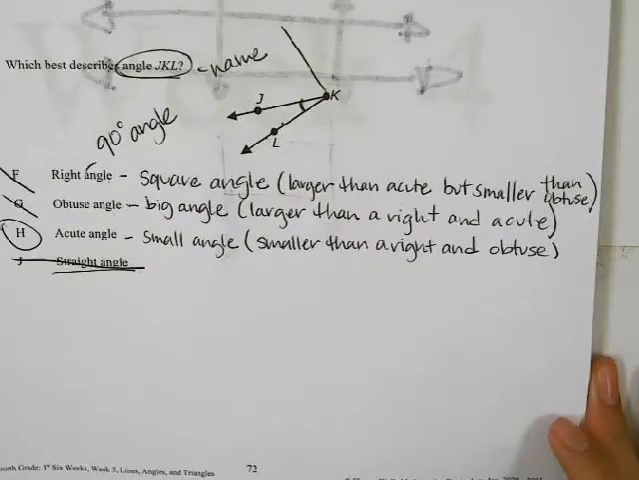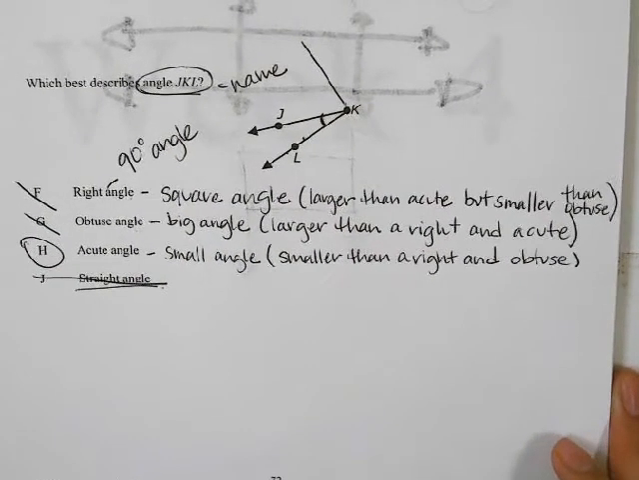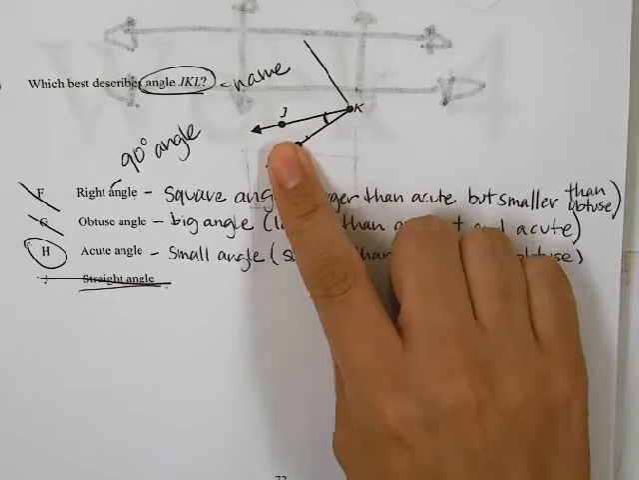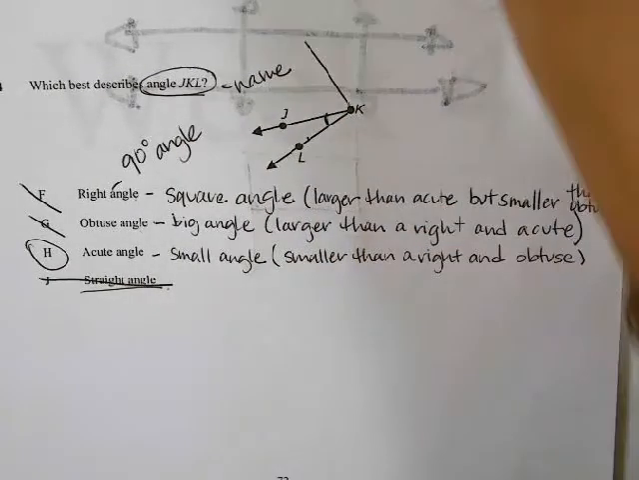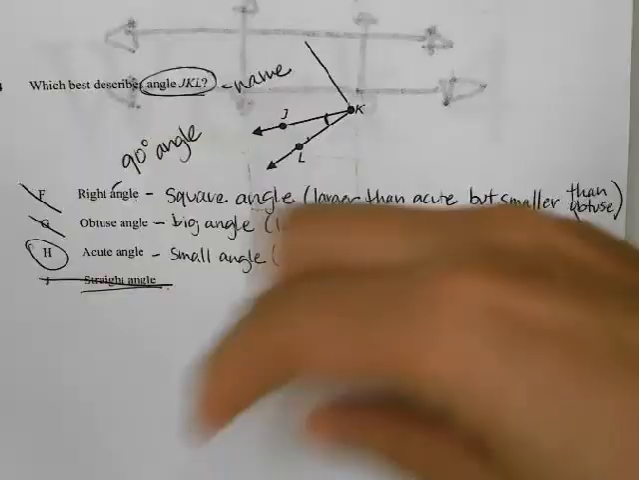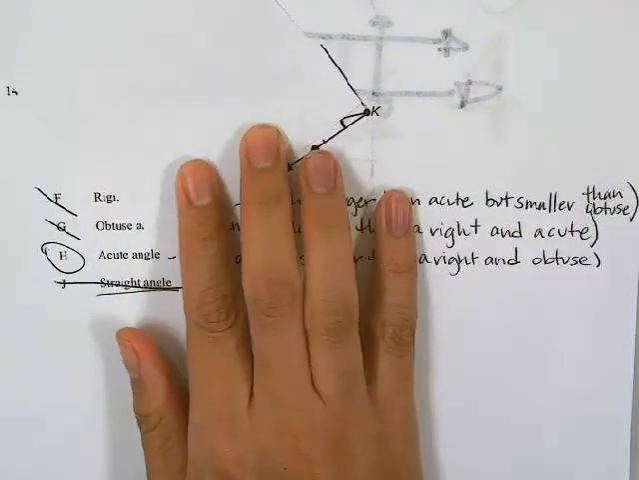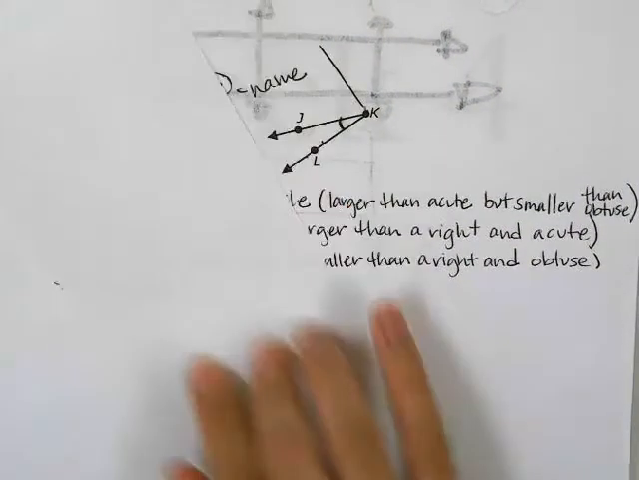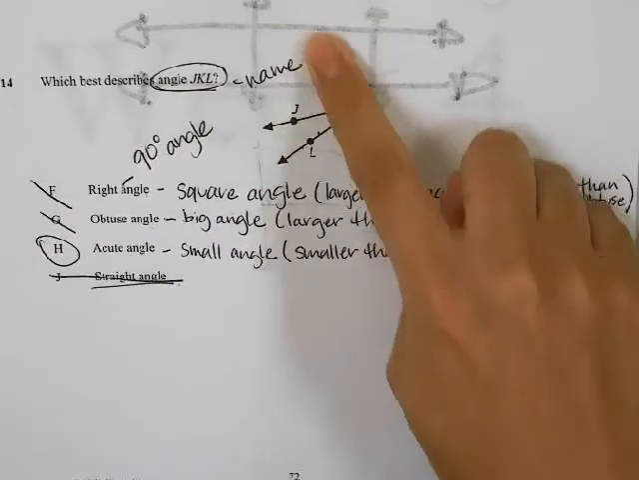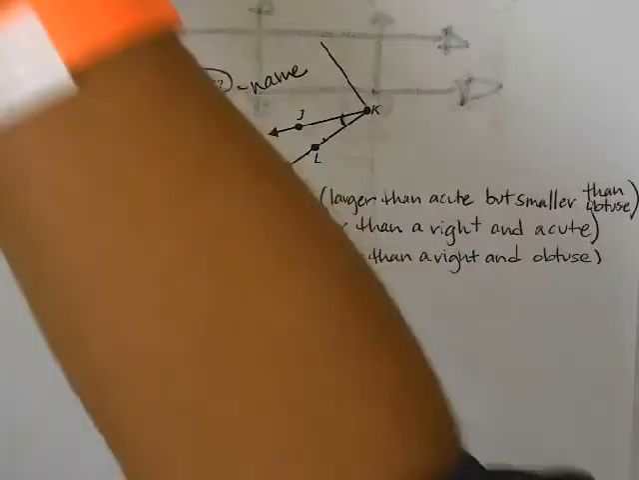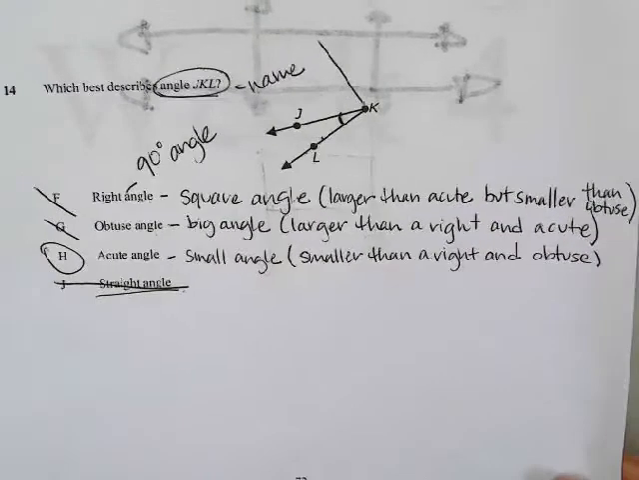Number 14. Right away we can tell it's an acute angle, but if we were to fit a square in this, we know it's less. It's less than the right angle, therefore it is an acute angle.